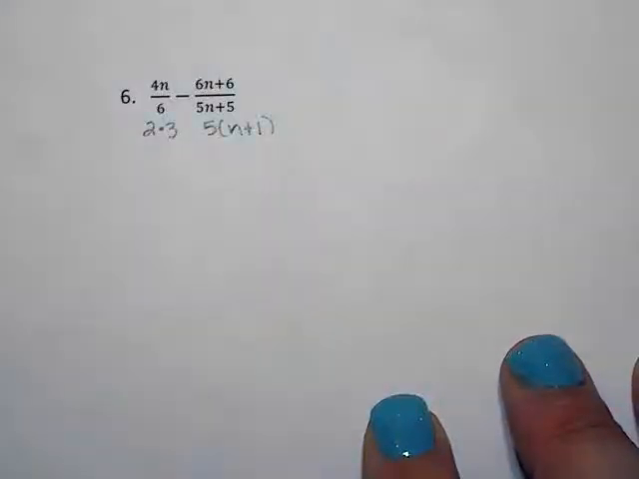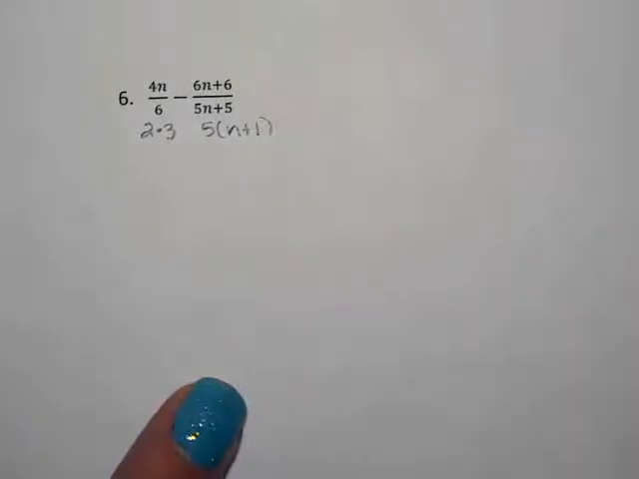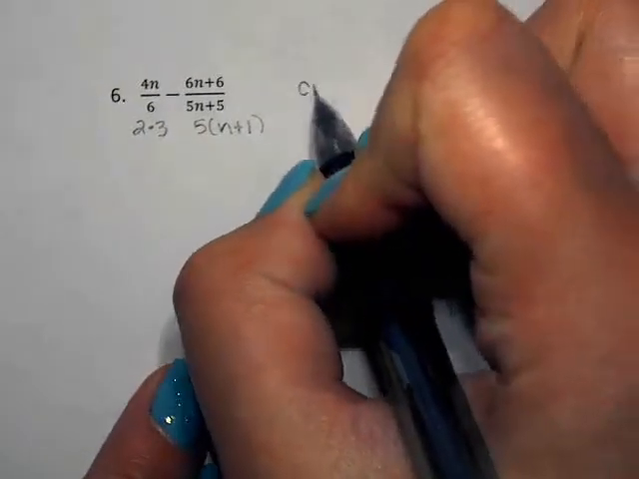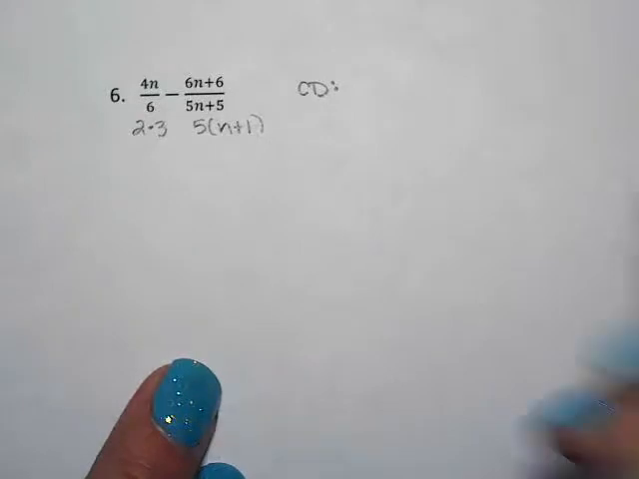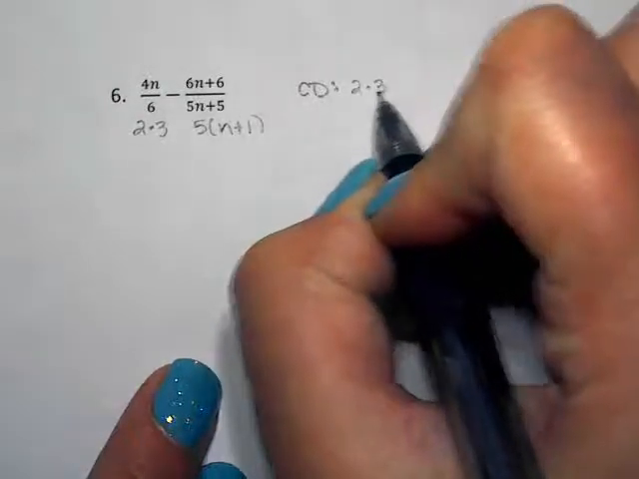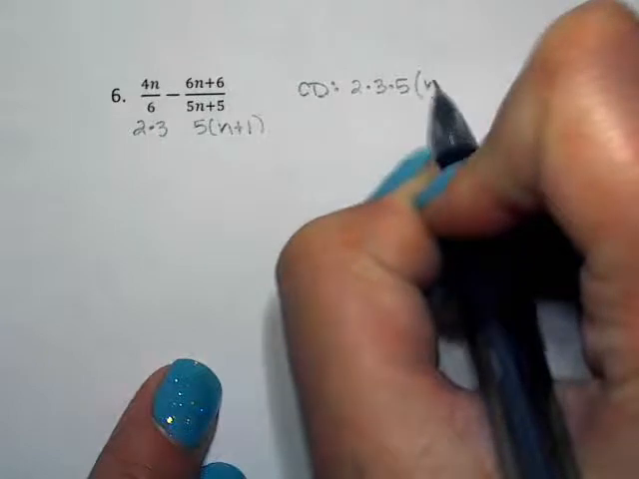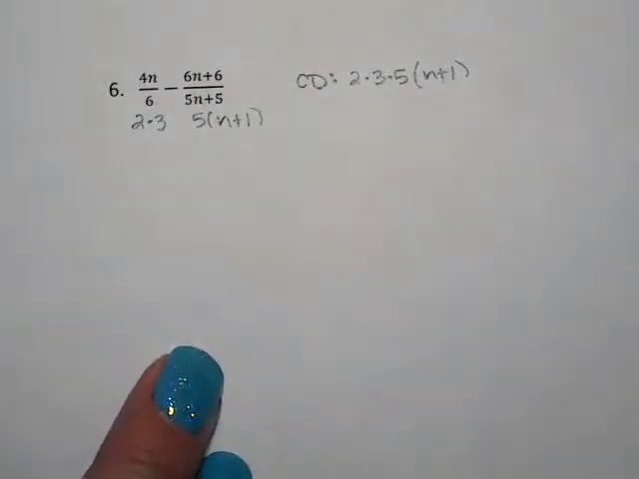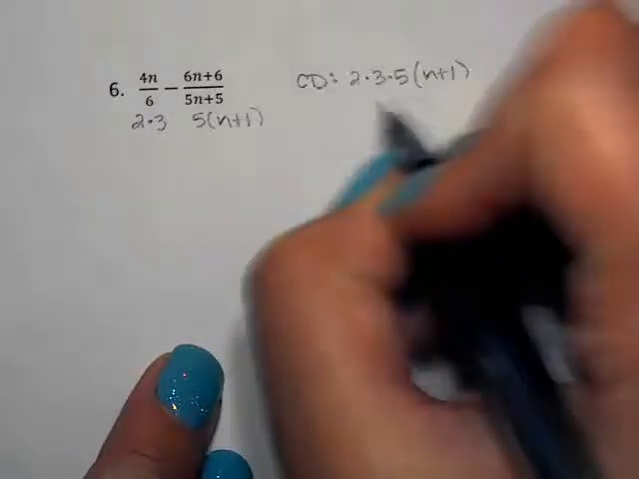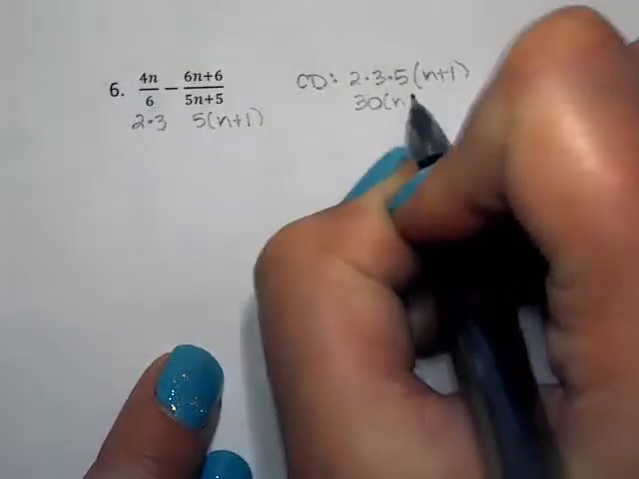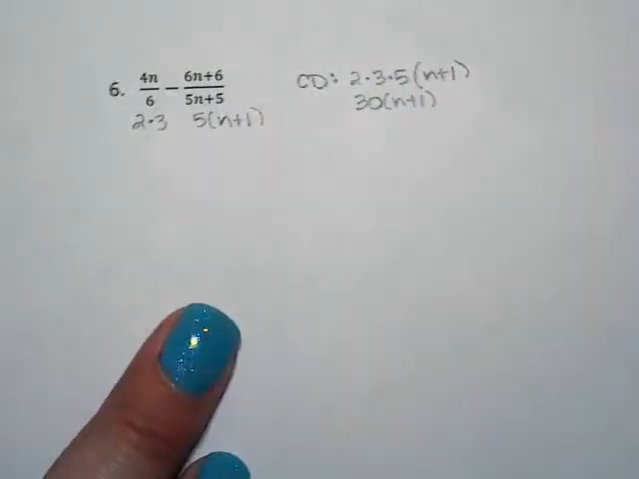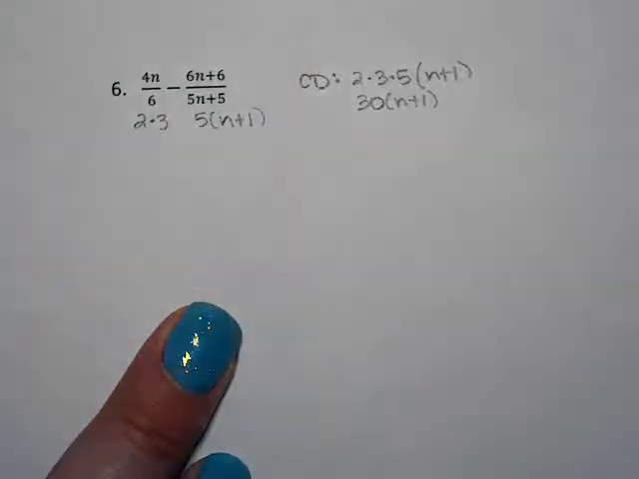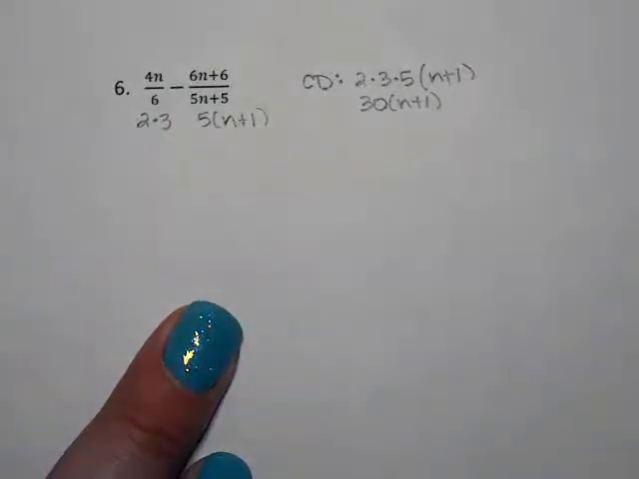All right, so what does our common denominator need? So if we multiply the 2, the 3, and the 5, 30, okay. So the 2, the 3, and the 5 times the n plus 1 is going to help us get our common denominator. The 30 times n plus 1 is what we're going to be seeing in the problem.